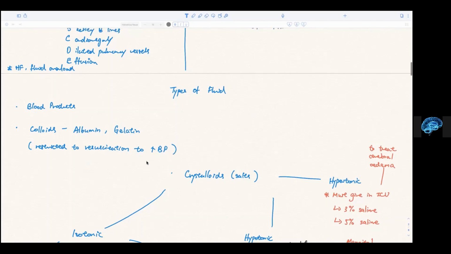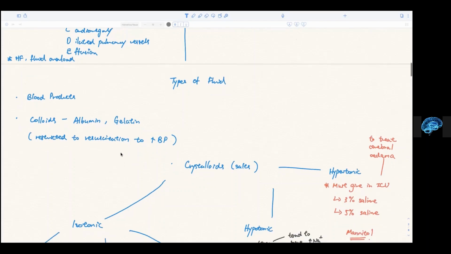So with the next category, moving on to the colloids. That's your albumin and gelatin, and it's restricted to resuscitation to bring up blood pressure in cases where you've tried your other stuff. You've tried your fluid therapy and blood pressure is still not going up. You can start thinking about colloids, albumin, to give them some osmotic gradient too.